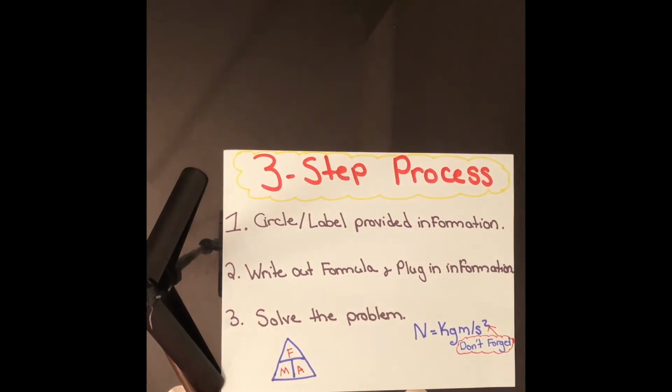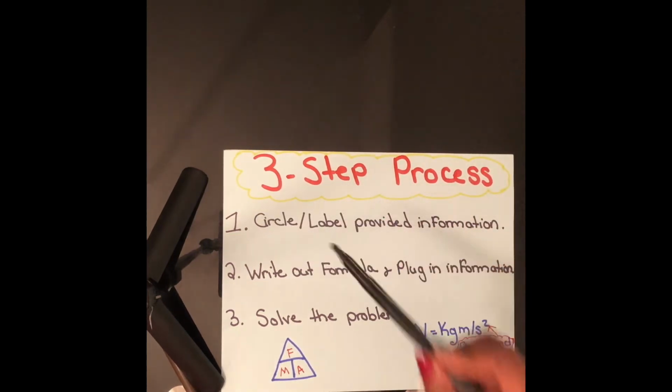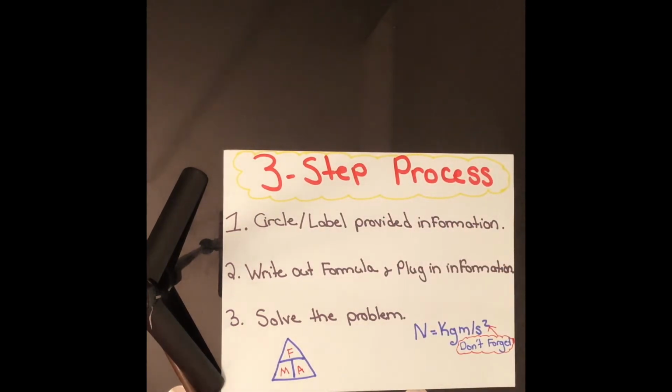So the first step, you're always going to circle, or you can label, provided information. The second step, you're going to write out the formula and plug in information. And then finally, once you do step 1 and step 2, I want to see you solving the problem, okay? And everything I'm doing, I want you to do on your end as well.